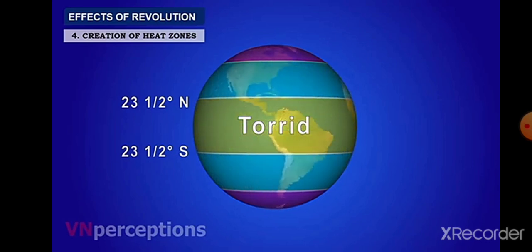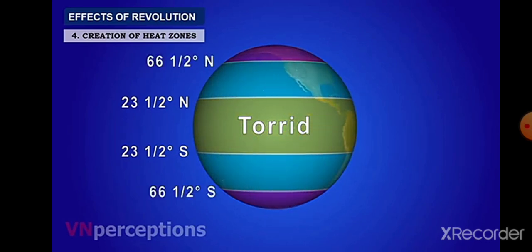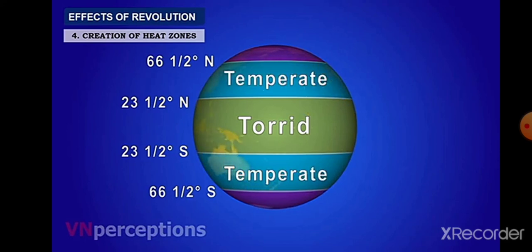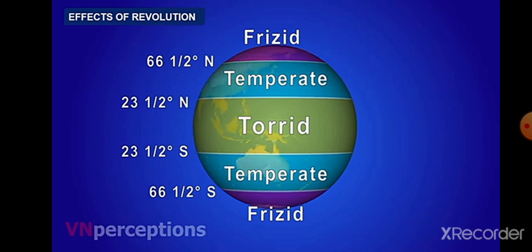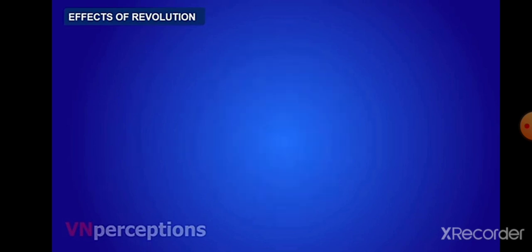23°27' north. Now there is one more concept which is related to the equinox. As you see in the figure, these are the heat zones of the earth: frigid, temperate, torrid, then again temperate, frigid, which are divided according to the northern hemisphere and the southern hemisphere.